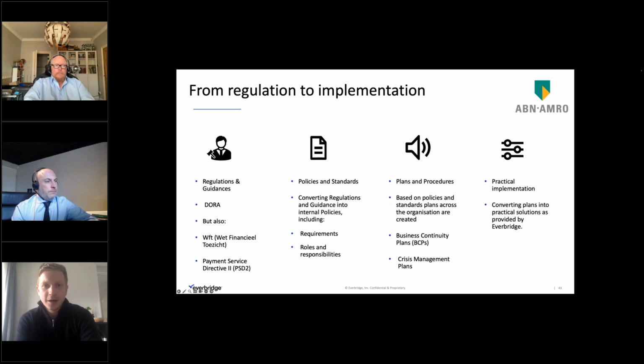We have those regulations, and as part of business continuity management, for those who are working in the financial sector and are familiar with the three lines of defense, we are part of the second line, meaning that we are the policy owner for crisis management policy, but also business continuity management policy. In regards to that, we convert the DORA regulation, especially the parts which need to comply to business continuity management and crisis management, into our policies, which are applicable for the entire organization on a global scale.